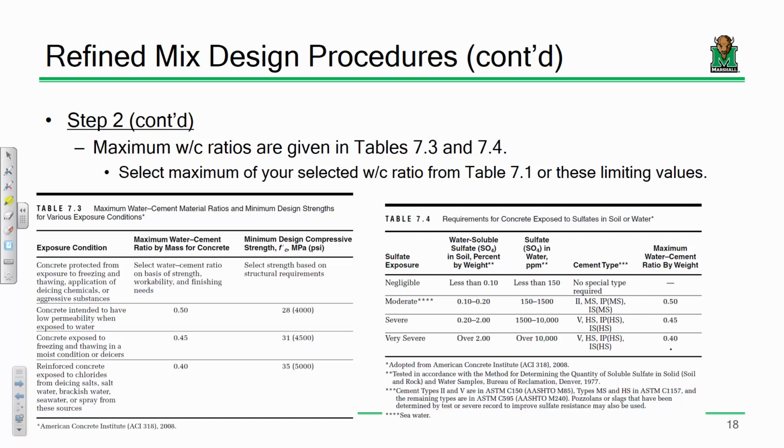Another requirement on your water-cement ratio is going to be based off of sulfate exposure, whether that sulfate is going to be present in water or in a given soil. In soil mechanics, you all learn how to assess that. But whether you're going to have negligible, moderate, severe, or very severe exposure, your water-cement ratio is going to be limited accordingly. Everybody okay with this so far?